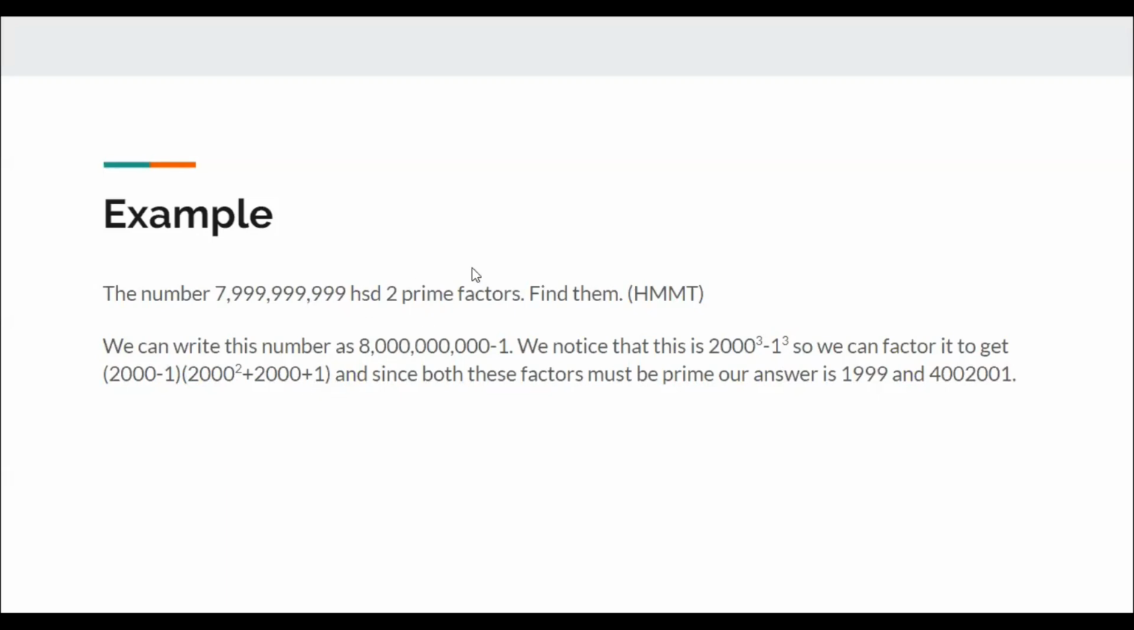And remember how they told us you want to find 2 factors which are prime. Since we already found 2 of the factors, we know both of these are going to be prime. So you can simply do 2000 minus 1. That's going to be your first prime factor, which is 1999. And then this is just 4 followed by 6 zeros plus 2000 plus 1. So it's just going to be 4,002,001. So those are our two prime factors.